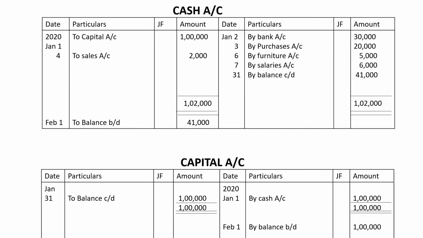In this problem, based on the transactions, we are preparing different ledger accounts such as cash account, capital account, bank account, purchases account, ABC limited account, furniture account, salaries account, sales account, barrels account, etc. First we will be preparing cash account, then capital account, then all other accounts. Now let us prepare cash account.